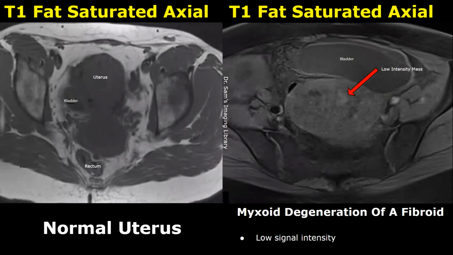A myxoid degeneration is very rare. The fibroid is filled with gelatinous material and it can be difficult to distinguish it from other types of degenerations. This is a T1 fat saturated sequence. It will have a low signal intensity.